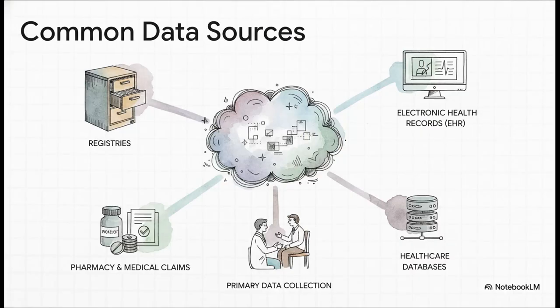So where does all this information come from? Well, just as the name implies, it comes from the real world. We're talking about things like specialized disease registries, the electronic health records from doctors' offices and hospitals, and these massive automated healthcare databases that track millions of prescriptions and insurance claims. And sometimes you still have to go directly to the source, collecting data right from patients using questionnaires or interviews.